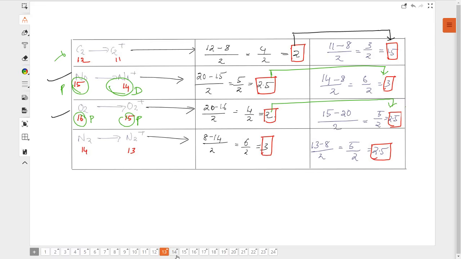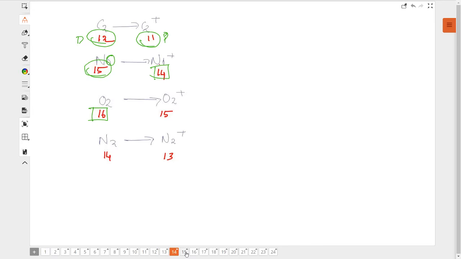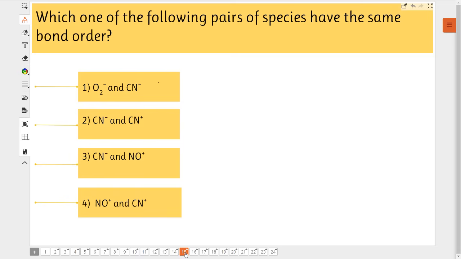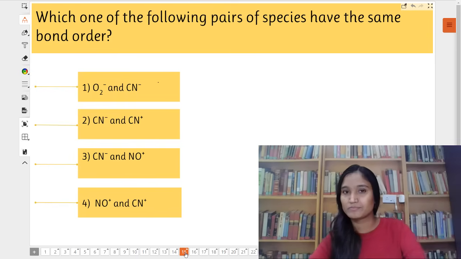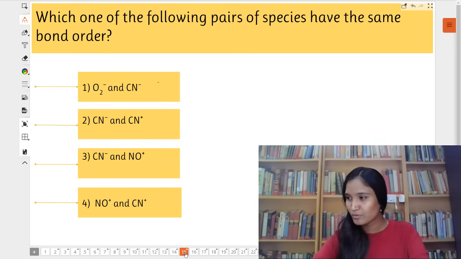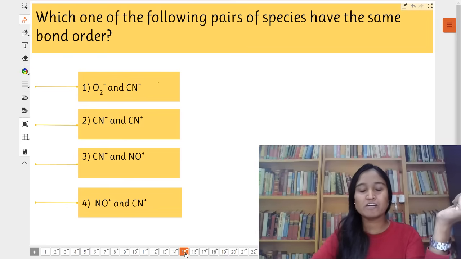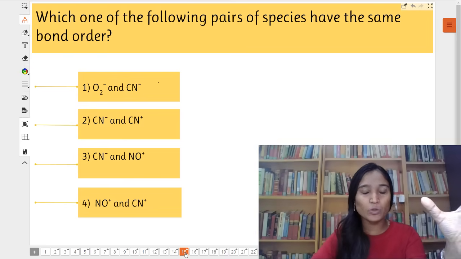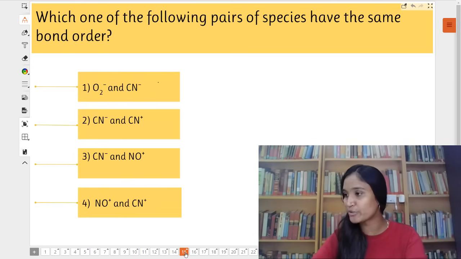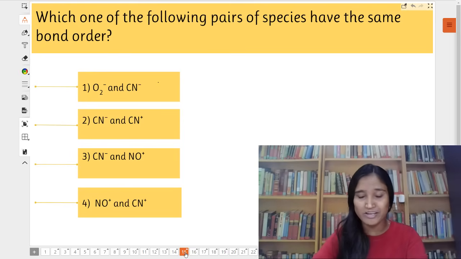Ready for a question? Well, I'm not going to explain the question to you, but you would have to tell me the answer. There you go. Which one of the following pairs of species have the same bond order? You have 30 seconds of time. Go on. Well, waiting for your answers. There are 4 options. It's a pretty similar question, but then it's not asking you about magnetic behavior.